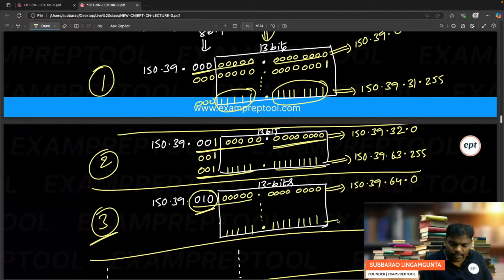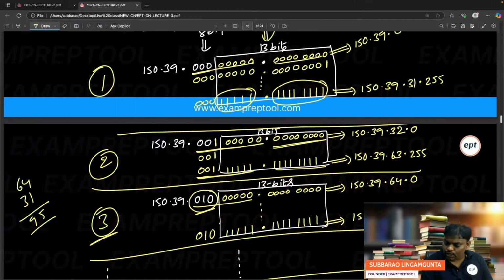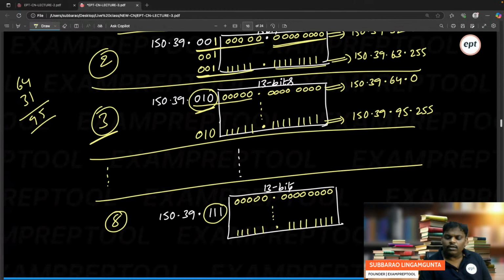Lastly, if you observe 150, 39. This is 0, 1, 0 only. If you observe clearly, 5 ones is 31. 31 plus 64. How much? 64, 31. 95. Check properly. 255. It will continue. Lastly this.